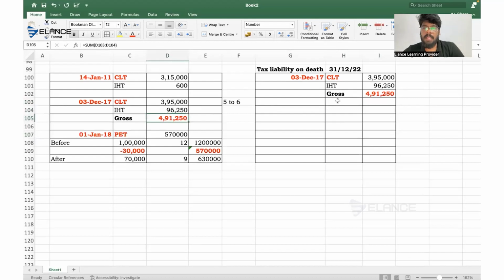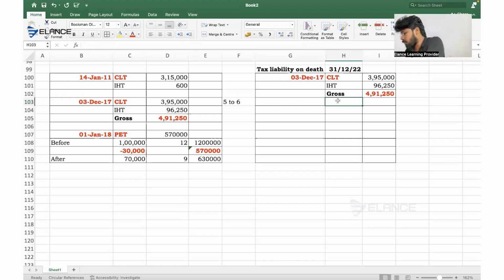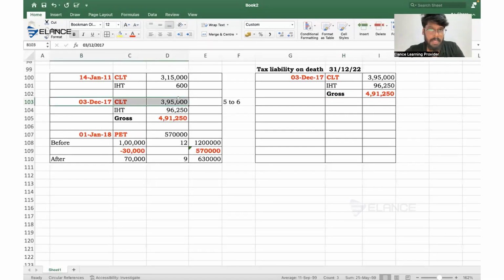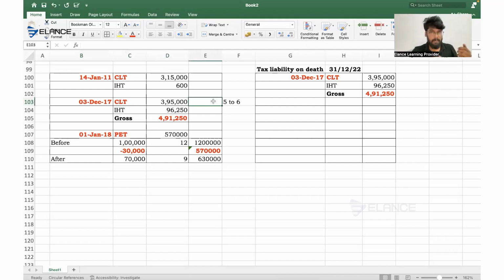In the computation on death, we can deduct the nil rate band. So we will deduct the nil rate band over here. What is the nil rate band available at the time of transfer? The same nil rate band will be available on death also. This transfer was made on 3rd December 2017, and the nil rate band available for lifetime transfers is 325,000 for 7 years.